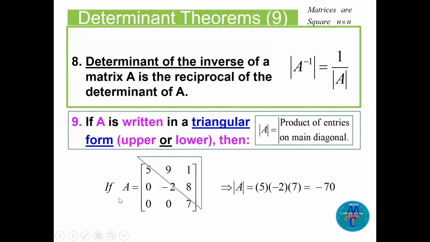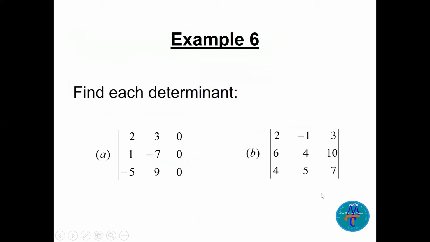Then the determinant of A will be the product: 5 times minus 2 times 7, which is minus 70 easily. So you can use all these theorems together to make it easy to find the determinants. Remember, this is a matrix. You see the square brackets, and this is 2 vertical bars. That's the determinant, minus 70. Let's start with the examples. Find each determinant. You can take a minute to try each one.